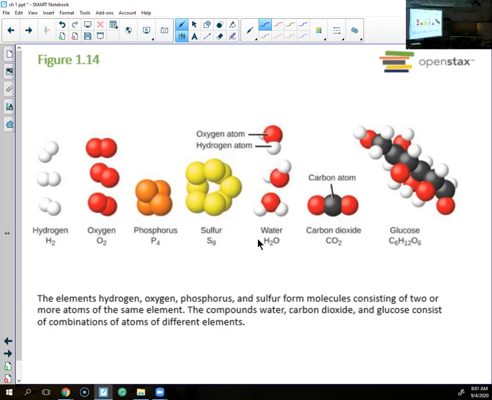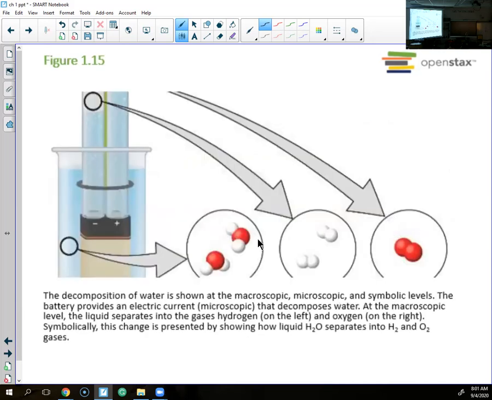So here are some other examples. We'll just keep on going. And then here is the same thing I'm doing. This is talking about electrolysis. So the decomposition of water is shown at the macroscopic level, that would be here. And then the microscopic, that would be, I guess, these. And the symbolic levels, which I don't actually, maybe it's not on the slide.